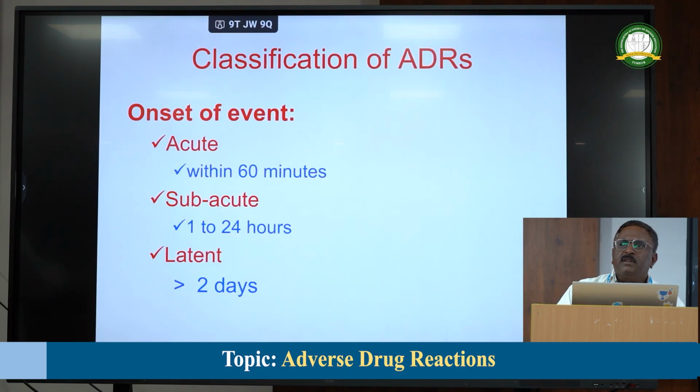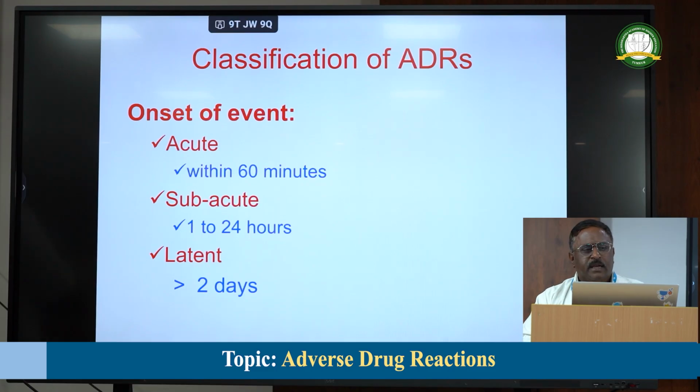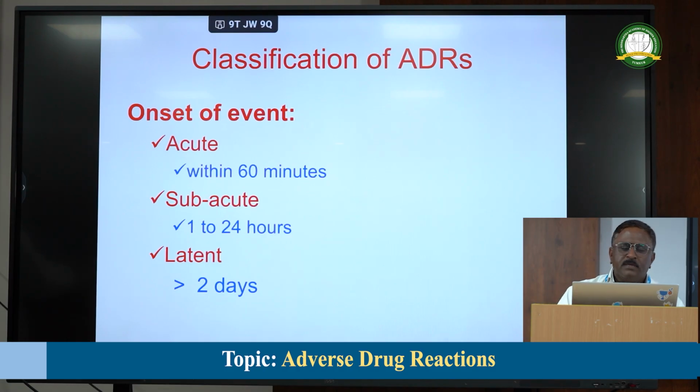Classification of adverse drug reactions. Based on the onset of the adverse drug reaction, we can classify them into three categories. Acute, when the reaction happens within 60 minutes of administration of a drug. Subacute is one where it happens within 24 hours. Latent, after around 2 or more days.